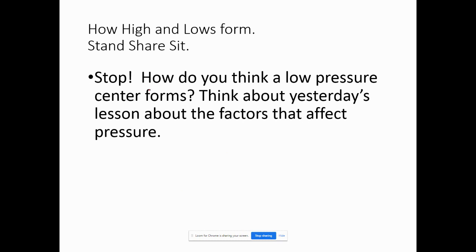So we kind of went over this. So we want to think about how a low pressure center forms, thinking about things that affect pressure. So yesterday we said that with lower pressure, okay, you're going to have warmer temps and/or higher levels of humidity.